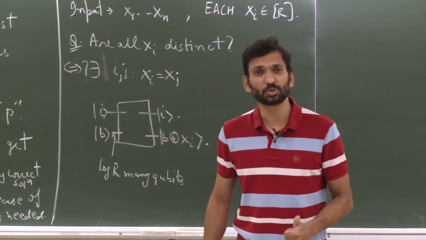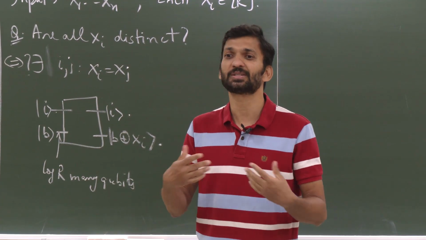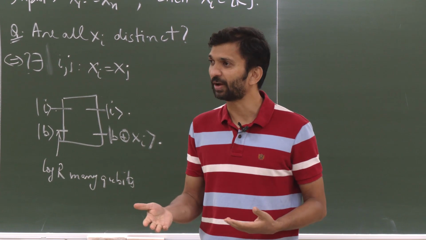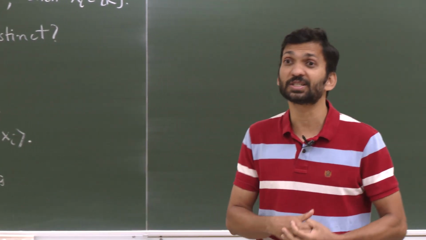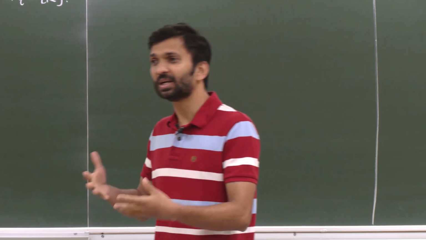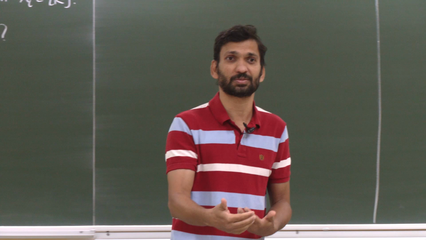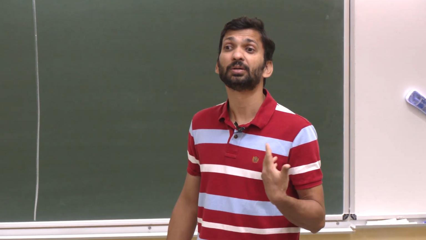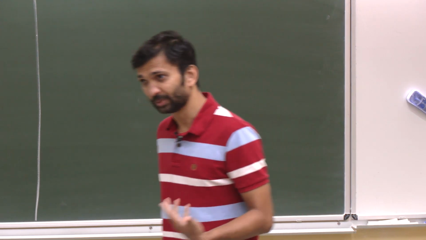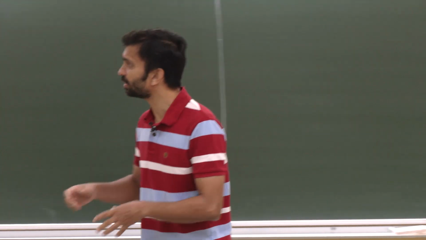What does Grover search do? It finds a special element, a marked element, in a list of n elements using only order root n queries, which is very surprising. In a list, in the worst case, you might have to see all n elements to check if something is marked. But quantumly, you can do it with how many queries? Root n queries.